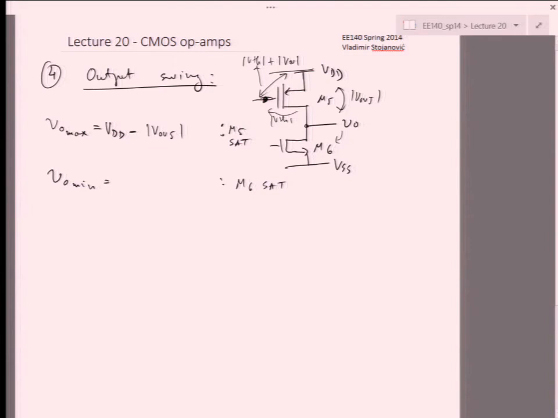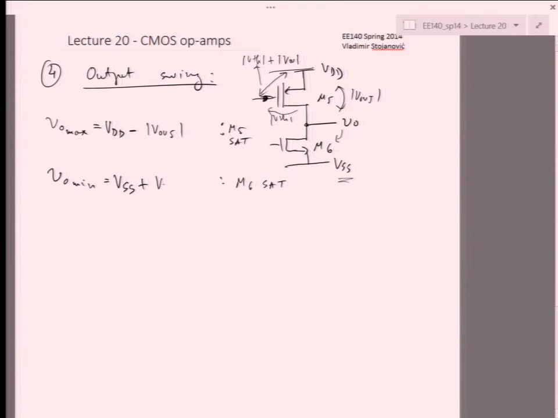Okay, correspondingly, what is VO min? We start from VSS, and then plus VOV. Okay, so that's the output.